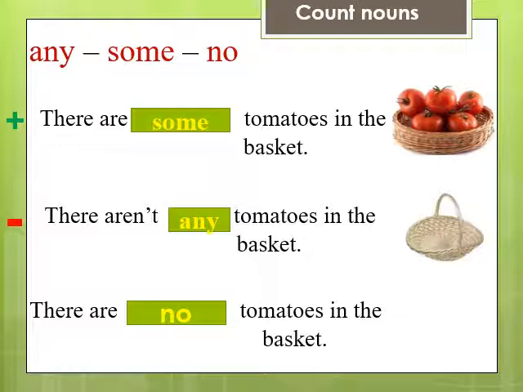So pay attention to the plural, because you can count tomatoes. You use the plural with there are some tomatoes. There aren't any tomatoes. There are no tomatoes. Okay? Pay attention to the use of plural or singular with the quantifiers.